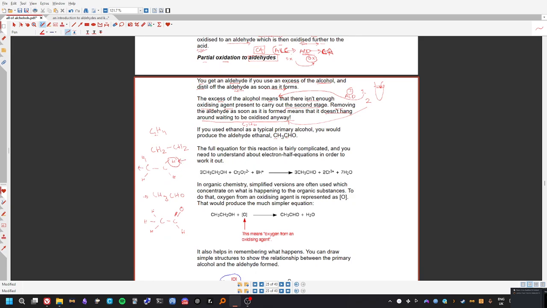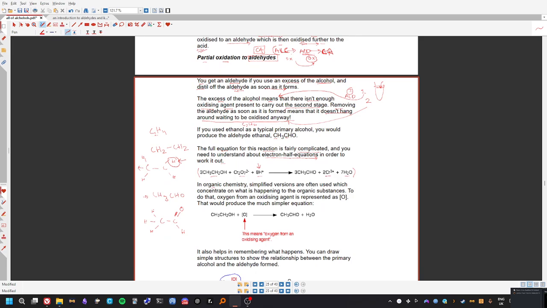and replaced that with an O. Okay. And the full equation for this reaction is fairly complicated, and you need to understand electron half equations in order to work it out. So over here is what the half equation looks like. We have the original alcohol, and the amount of hydrogen atoms that we're starting with, hydrogen atoms, of course, being from the sulfuric acid. Now you're resulting with your alcohol, your chromium itself, and your water.